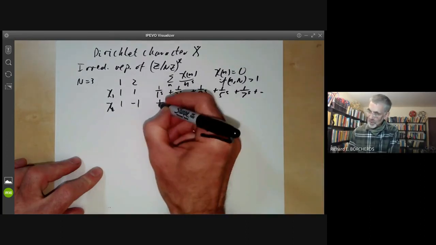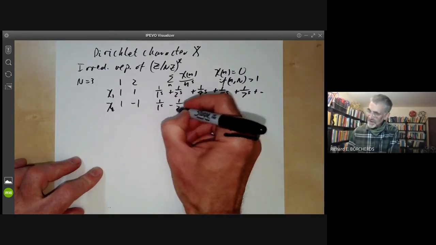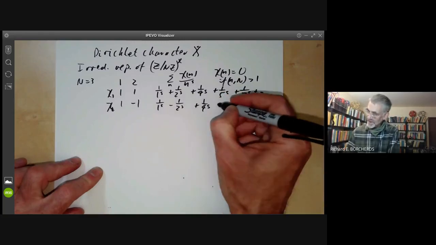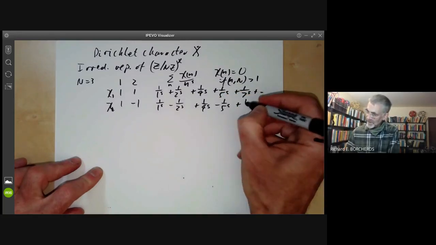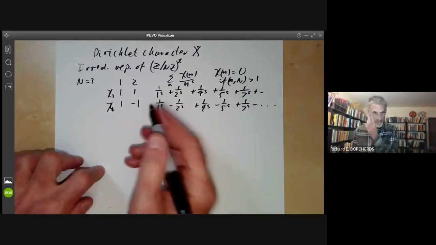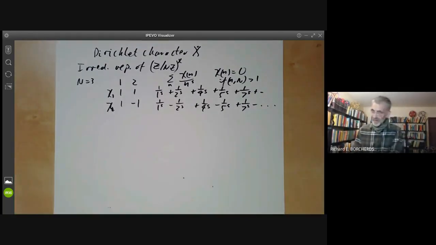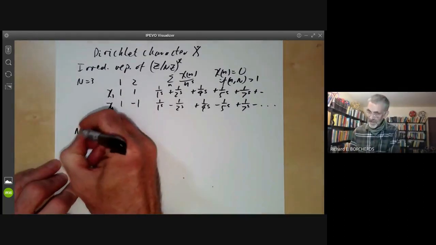And this one, 1 over 1 to the s, minus 1 over 2 to the s, plus 1 over 4 to the s, minus 1 over 5 to the s, plus 1 over 7 to the s, and so on. So I'll do another example. Let's just do n equals 5.